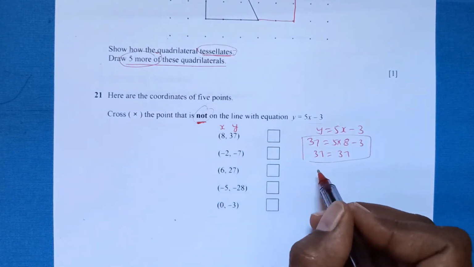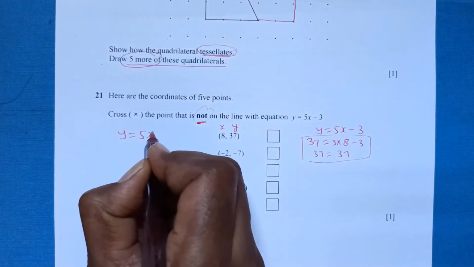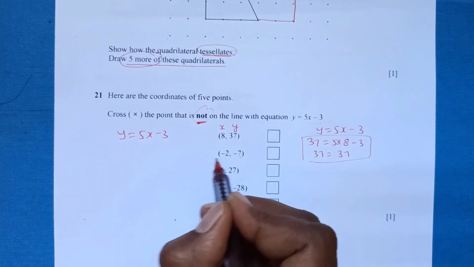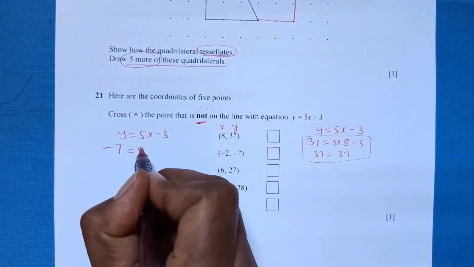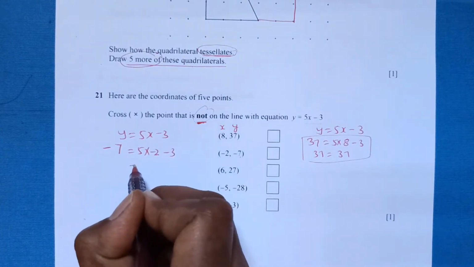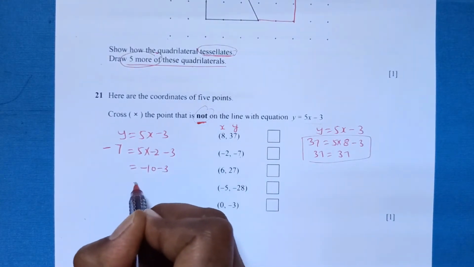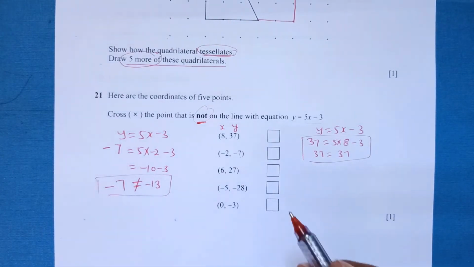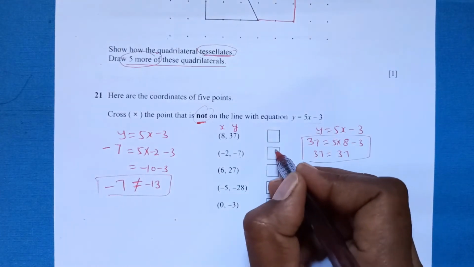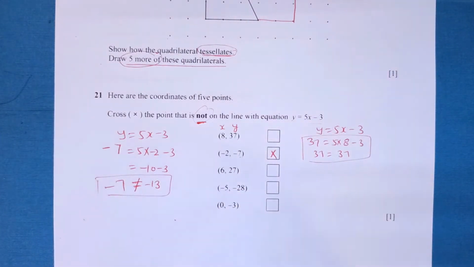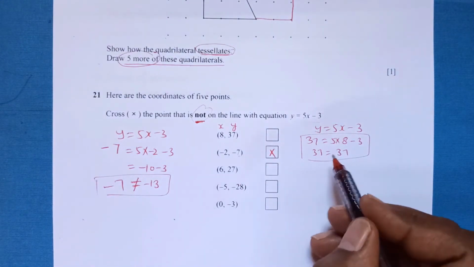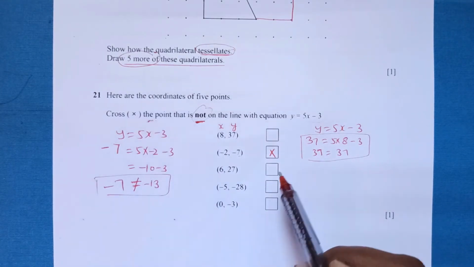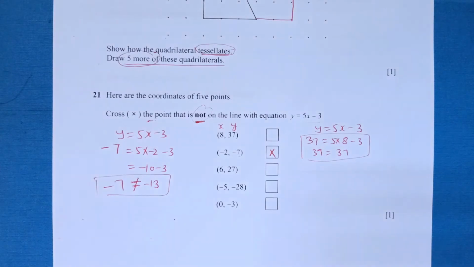Second one, now in this second one, y is 5x minus 3. Then we have to check the value, this is y, this is x. y is negative 7, 5 times x is negative 2, minus 3. 5 times negative 2 is negative 10, minus 3. This is negative 13. So now we can see these two are not equal. So that means this is not the point which is on this line. So we are going to put a cross on that. Other points will come the same. If you want to check, you can check. But because there was only one point, we already got that, so there is no need to go further.